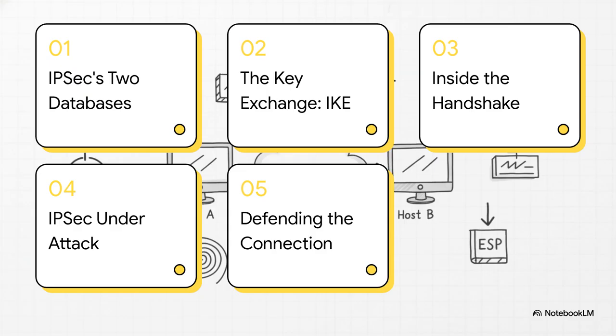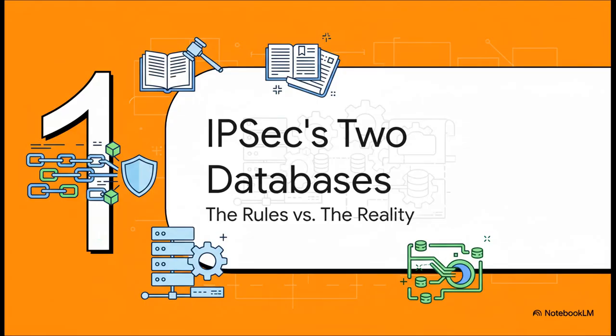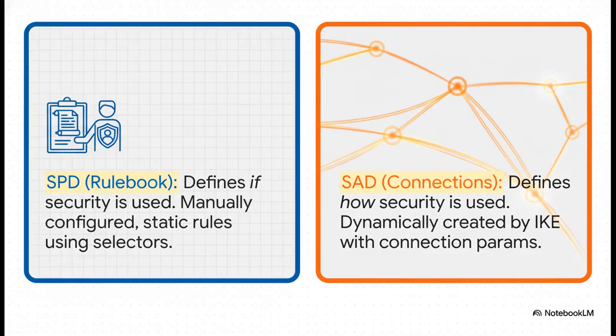Let's jump right in. Okay, so first things first. Every secure connection needs two things, a rulebook and a list of who's actually following the rules. And in IPsec, this is all managed by two really important databases. They're the brains of the operation, deciding what gets protected and how. So let's break this down.